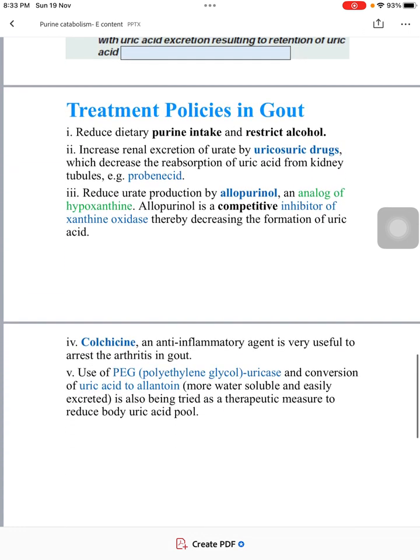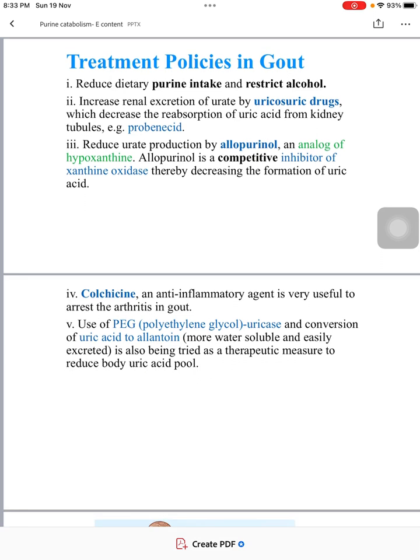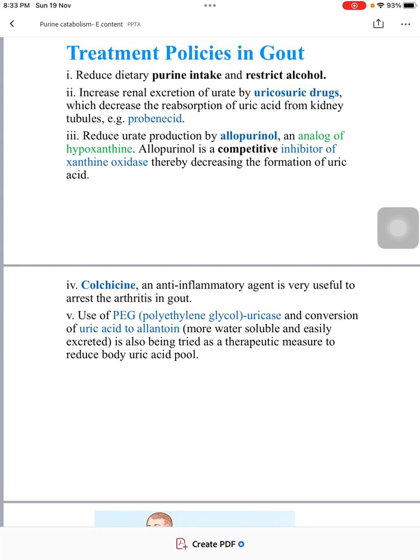Treatment policies in gout. The first and foremost policy in treatment of gout is restriction of alcohol and reduced dietary intake of purine containing food, especially red meat or organ meat. Second one, increase renal excretion of urate by uricosuric drugs, which decrease the reabsorption of uric acid from kidney tubules, for example probenecid. Third one, reduce urate production by allopurinol, an analog of hypoxanthine. Allopurinol is the competitive inhibitor of xanthine oxidase, thereby decreasing the formation of uric acid.